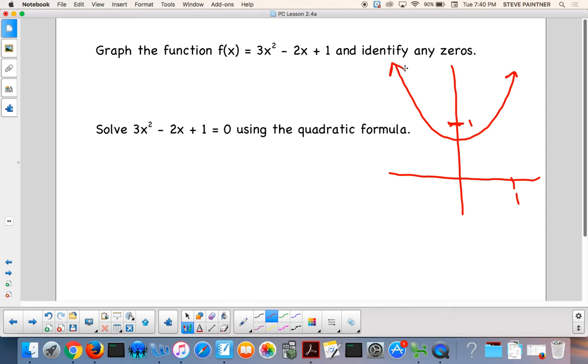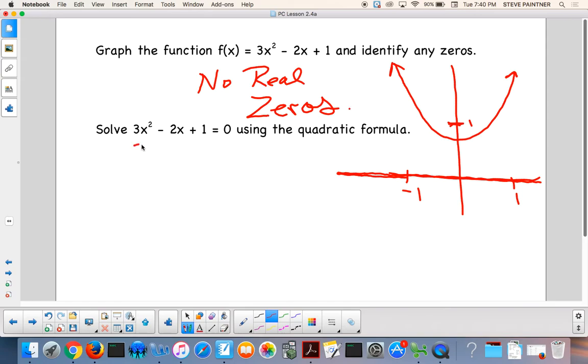Where do you see zeros? Well, zeros are where it hits the x-axis. Since it doesn't hit the x-axis, there are no what we call real zeros. In this section, you'll get probably no real zeros, but then it says to solve it. When will your function equal 0? Now remember, this function is this function right here.